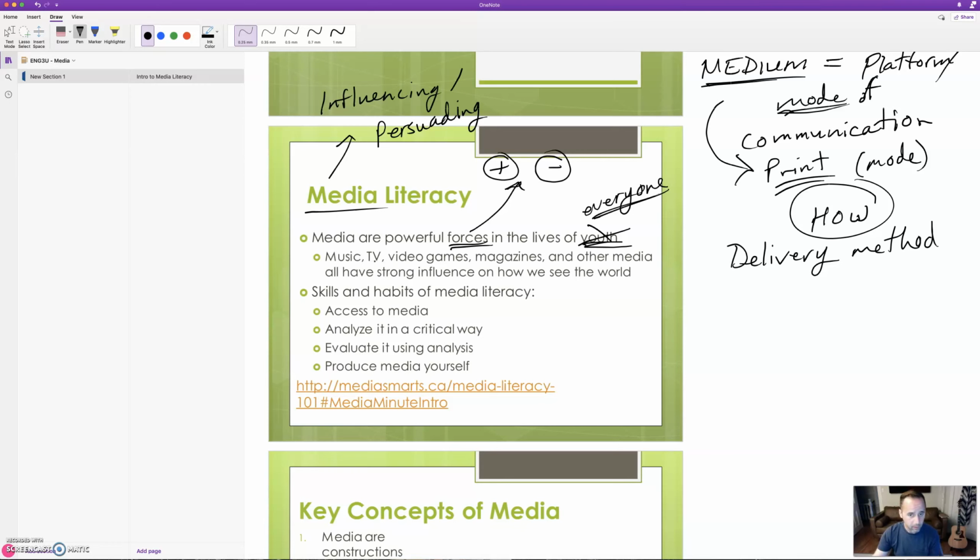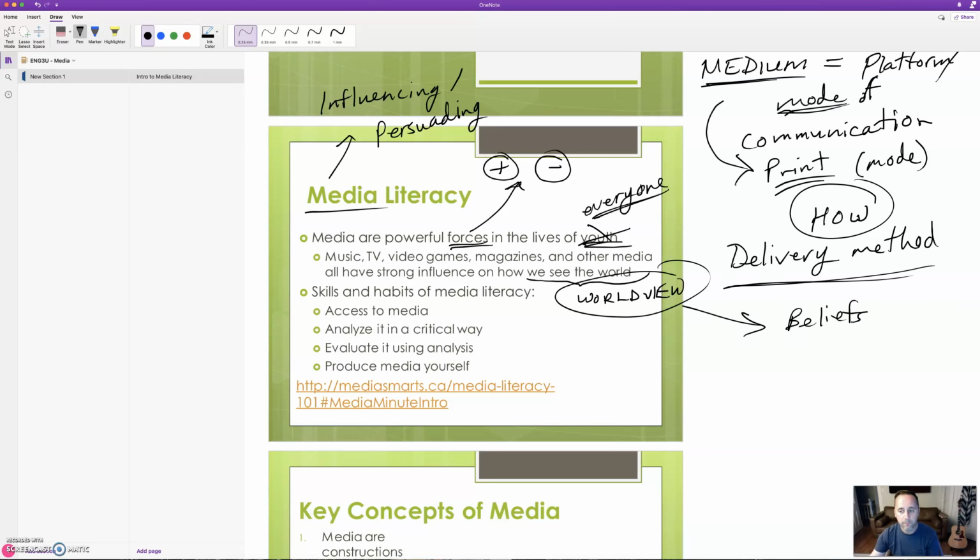Lots of things, like we mentioned, music, TV, video games, magazines, other media, influence how we see the world. And we'll call that our worldview. So every form of media comes with a worldview. The worldview includes beliefs, values, biases, assumptions, maybe prejudice, etc. That's the worldview, the overall belief system that whoever created it had in their minds before they created. And they may be wanting to change your beliefs and make you believe something.